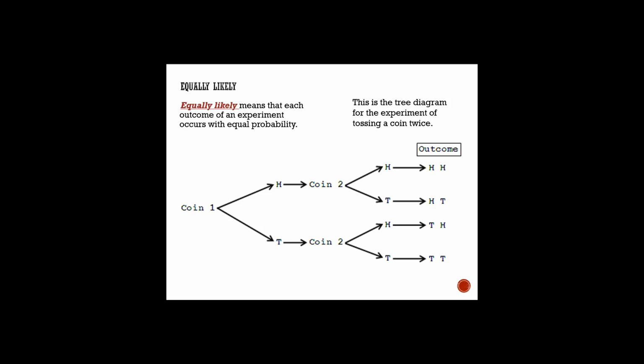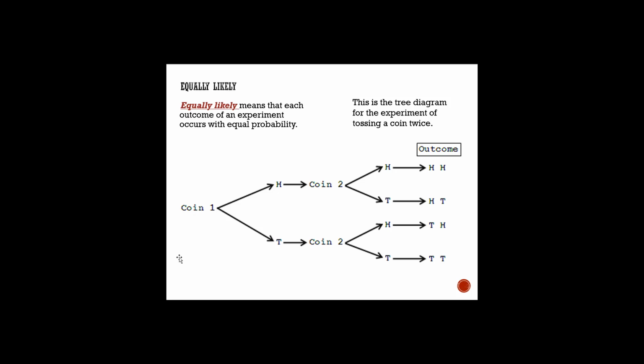Now, you're very familiar with this. When you toss a coin, you have equally likely outcomes. You're just as likely to get heads as you are to get tails. There's a 50-50 probability with either one. So what we do to represent this is we draw something called a tree diagram. I realize this doesn't look like a tree. It's sort of like a sideways tree.